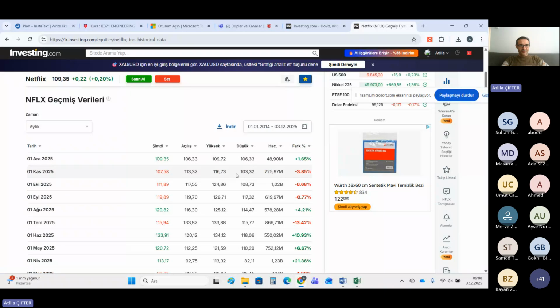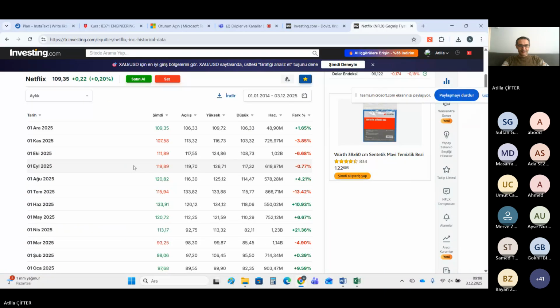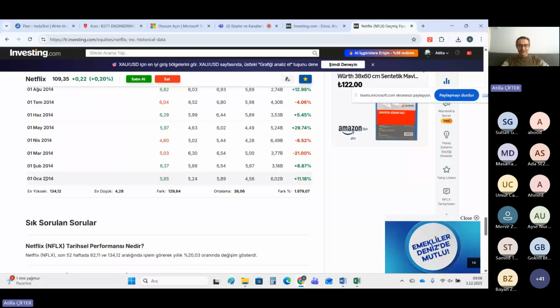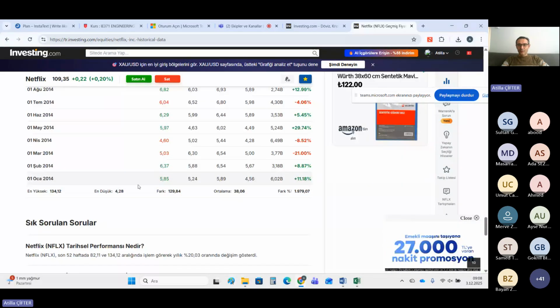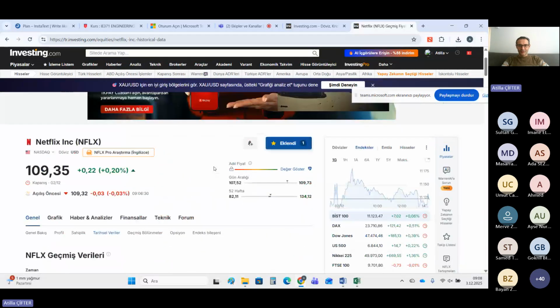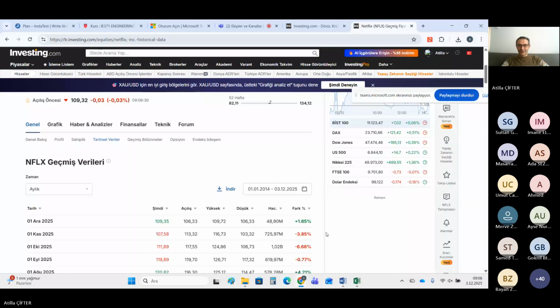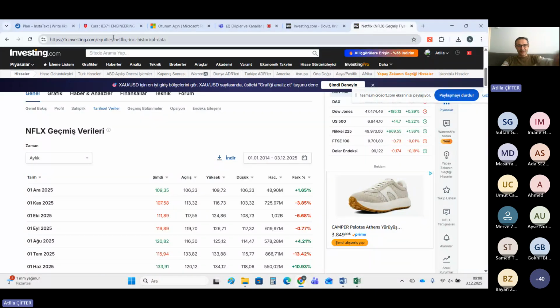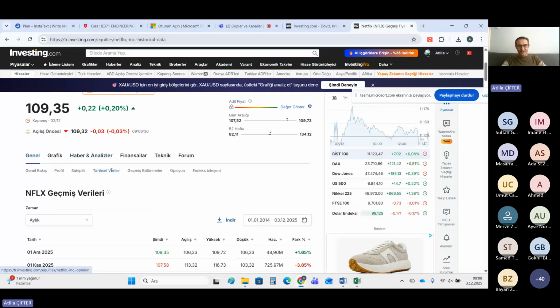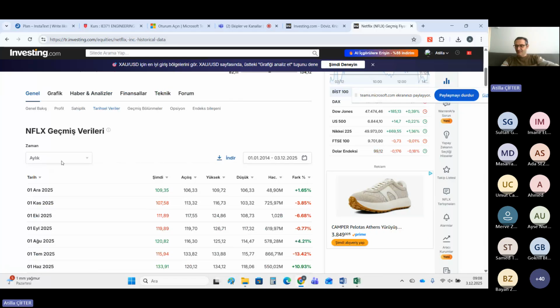So here you can see this data goes to January 2014. And then I need to download it. So we go to here, we say download. So we first go to our stock exchange, historical series. We change the time frequency as monthly, in Turkish aylık. We change the data selection from 2014 to today, and then we say download. So we downloaded the data.